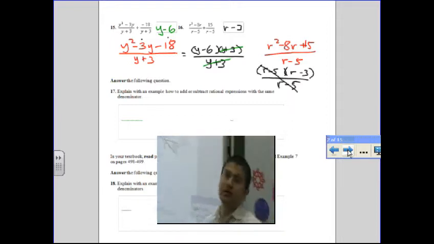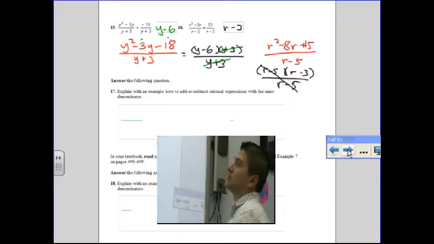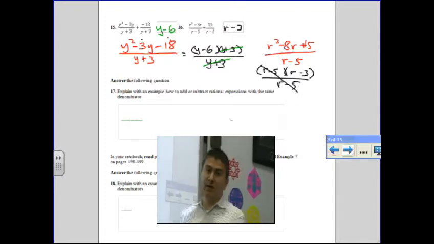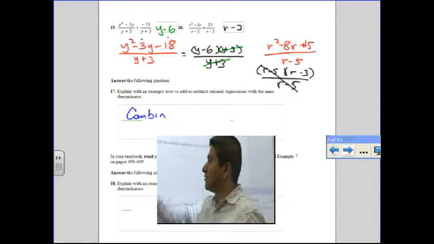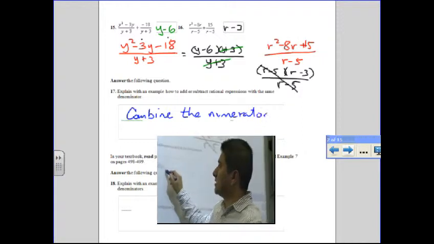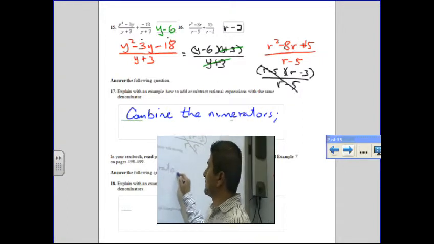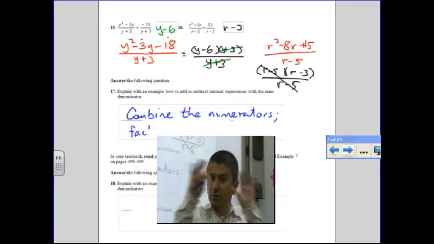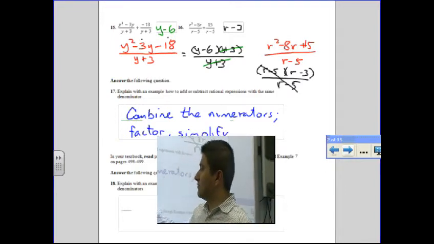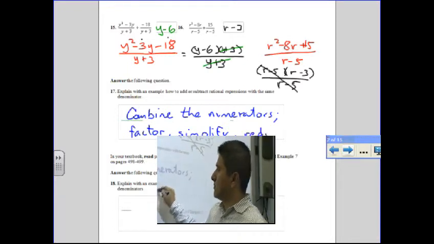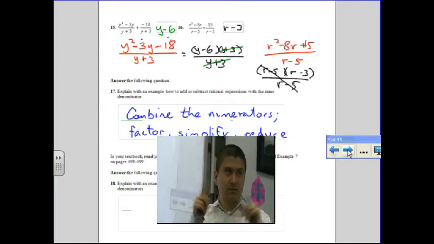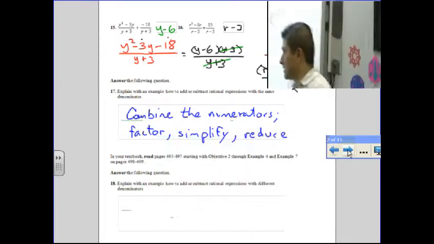Alright, very nicely done. Number 17 says: explain with an example how to add or subtract rational expressions with the same denominator. If you already have the same denominator, just combine the numerators. That's the top. That's what we've been doing. After we combine the numerators, we factor if we can, or simplify, and then finally reduce. The reducing part is where you cancel stuff. Once you cancel stuff off, it's gone, and that should be your final answer.